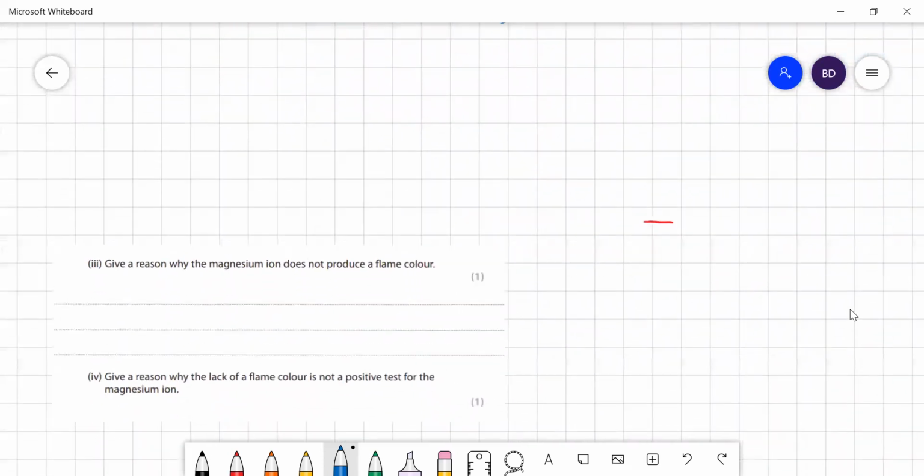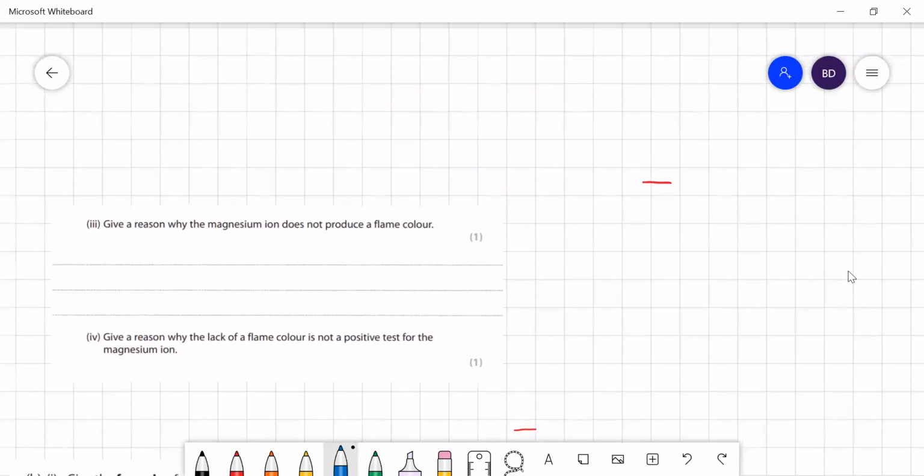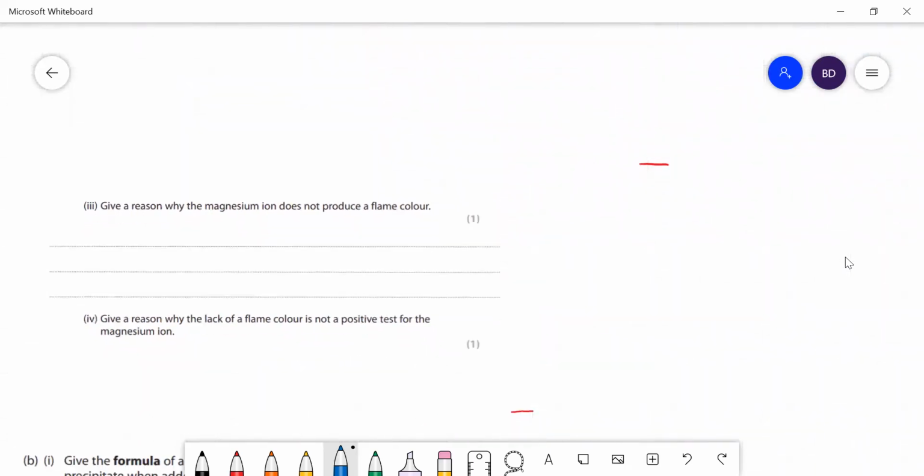Right. Give a reason why the magnesium ion doesn't produce a flame color. They're really looking for something very general there. I think all you can say is that the energy emitted must not be in the visible part of the spectrum. So when the electrons fall back to the lower state, the energy emitted is not in the visible spectrum, so you can't see it. So there's no color there. Maybe in the UV part.